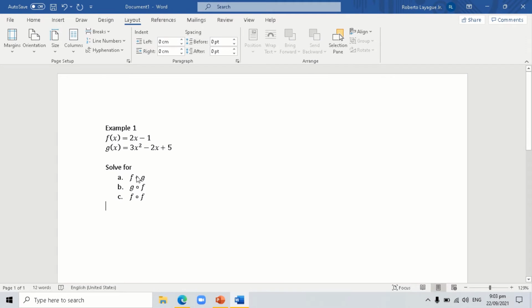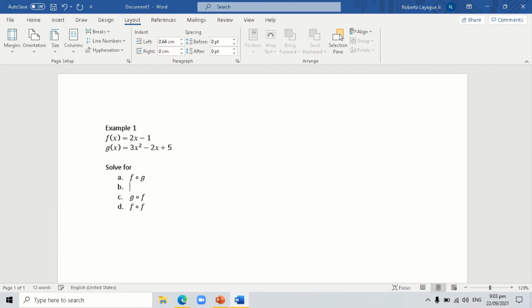I have here an example to demonstrate composition of functions. Given f of x equal to 2x minus 1, and g of x equal to 3x squared minus 2x plus 5, we are going to solve f circle of g, g circle of f, and then f circle of f. Let's see how it works.